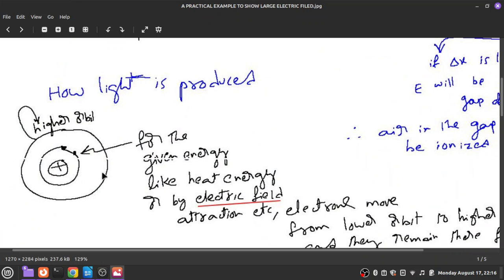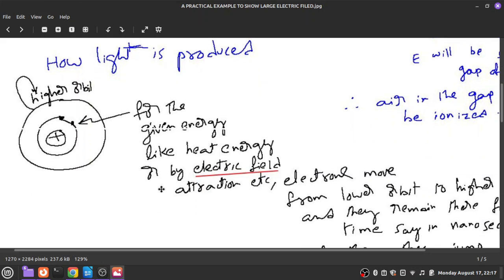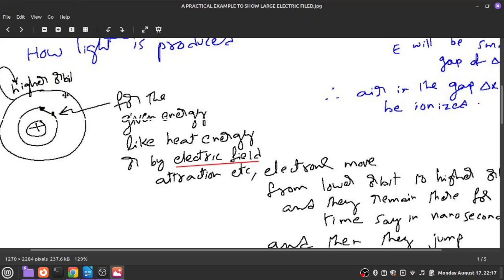Consider an atom here. The atom has a nucleus and it has two orbits. In the first orbit there are two electrons. When these two electrons receive energy, like heat energy or energy from electric field attraction, those electrons will jump from the first orbit to a higher orbit. They remain there in the higher orbit for a very brief interval, say nanoseconds, and immediately come back to the lower orbit. When they come back from the higher orbit to the lower orbit, they release energy in the form of light.